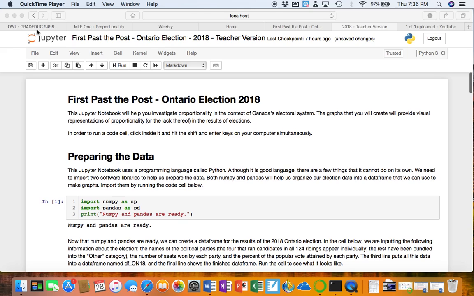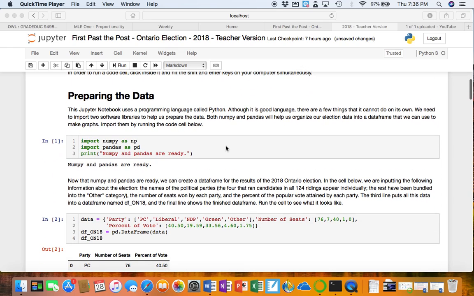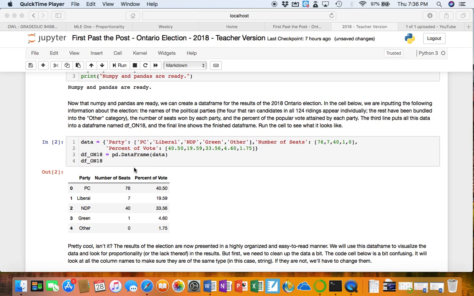So I have here a Jupyter document called First Past the Post Ontario Election Teacher Version. The version that the students would use is very similar to this, only a lot of the answers are not present. I've gone through and run some of the cells already in advance to save time. Right here in this particular cell, I've input data, party names, numbers of seats won by party, percent of vote, and put it into a data frame. And when I showed the data frame, I get this.